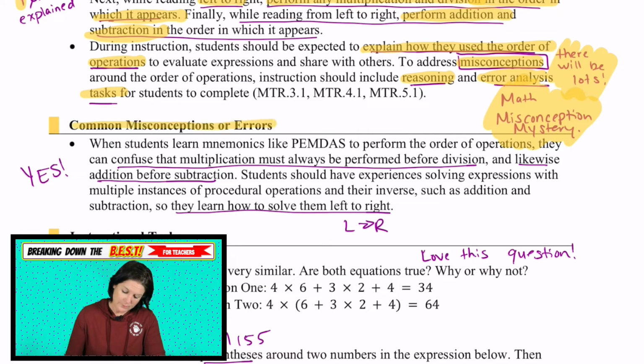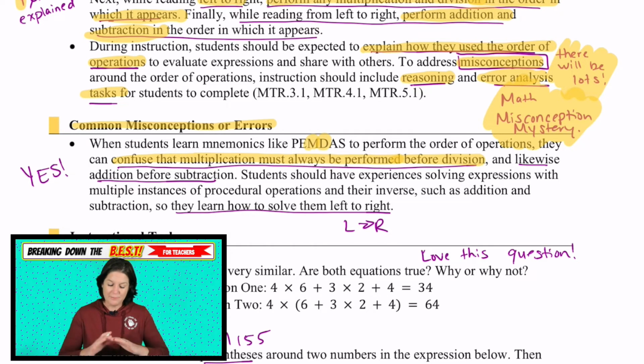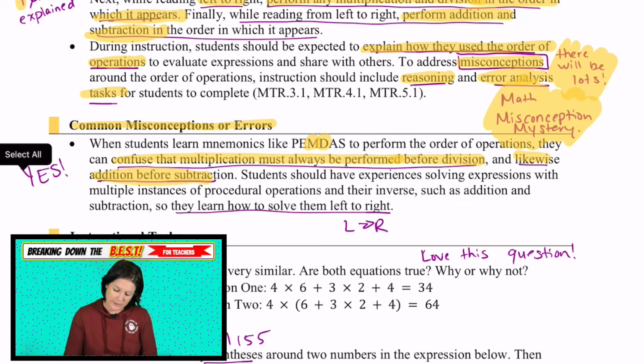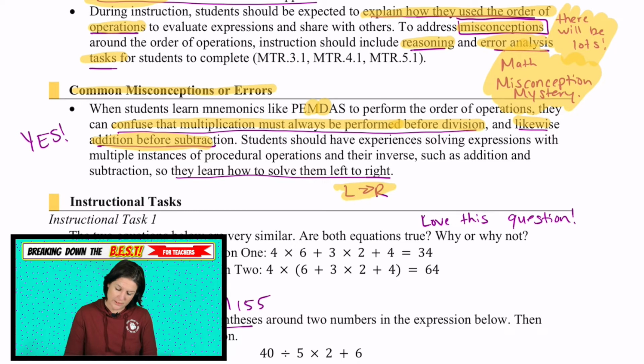For common misconceptions and errors, it says that sometimes students confuse that multiplication must always be performed before division because when we're thinking of PEMDAS, that M comes before the D, but that's not the case. You solve the expression in order from left to right. So if you have multiplication and division in the same expression and you're trying to decide which operation to go with first, you look at it and solve it from left to right. Same thing with adding and subtracting. Okay, left to right, good.